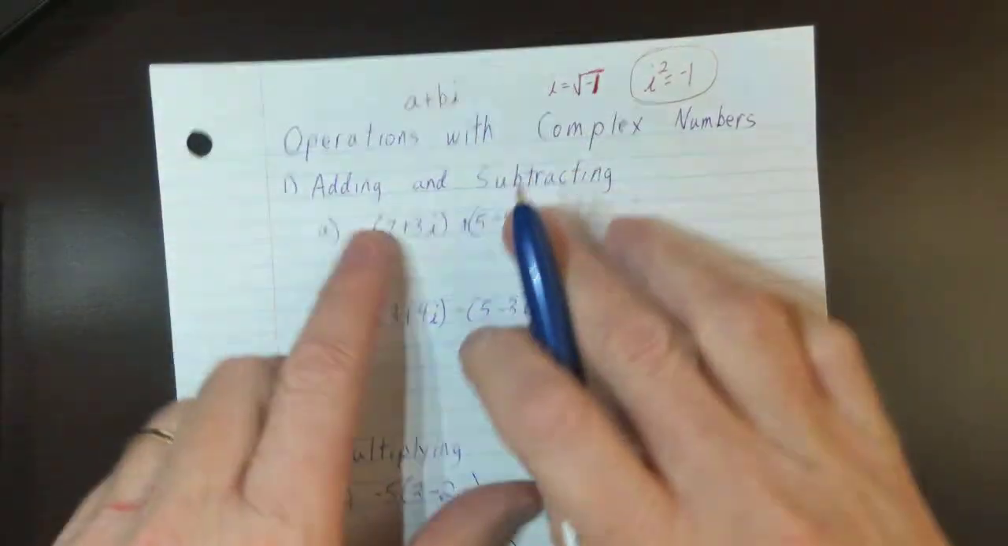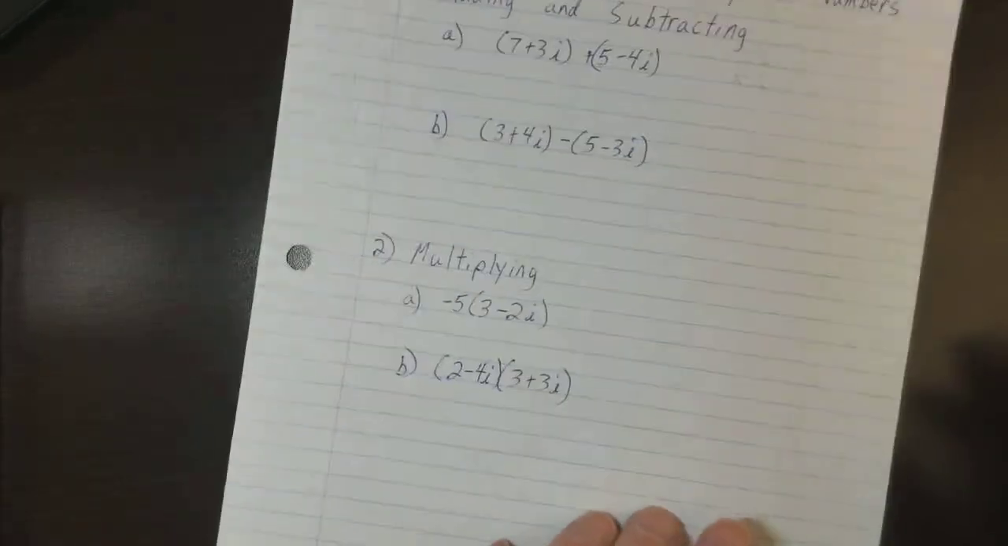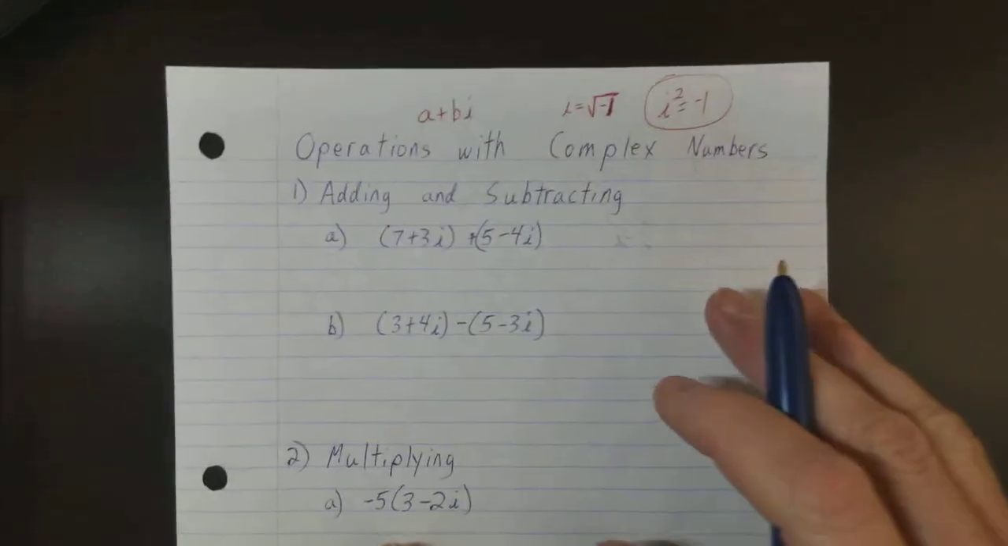So we're going to take complex numbers and add them together, subtract. We'll do a little multiplying, and we're going to do a little dividing and talk about how that's done today.